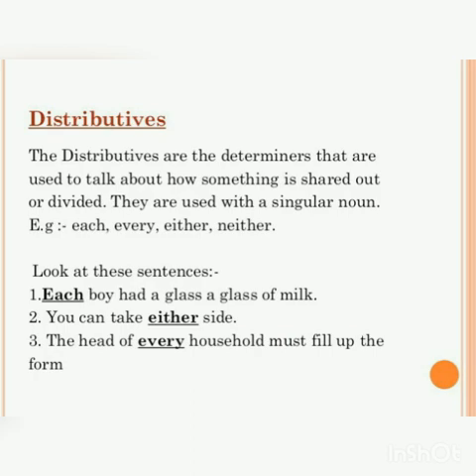Now look at these sentences. Each boy had a glass of milk. You can take either side. The head of every household must fill a form. जो वर्ड्स हैं यहाँ पे each, either, every. देखो पहले से you can take either side. तुम दोनों में से कोई सी भी साइड ले सकते हो.